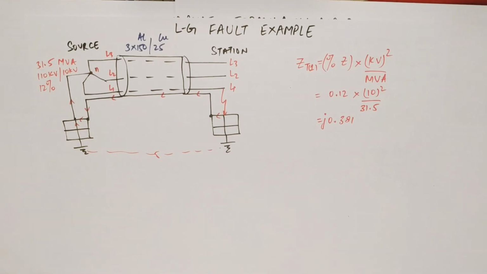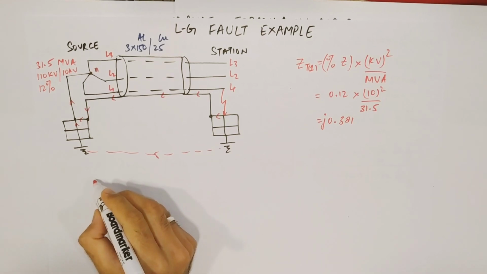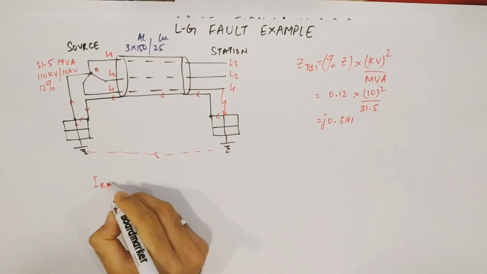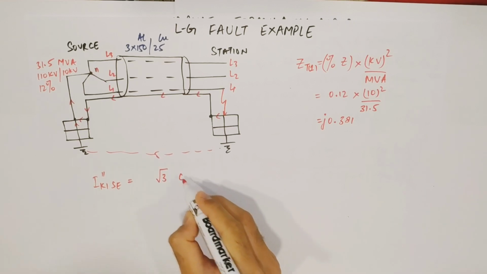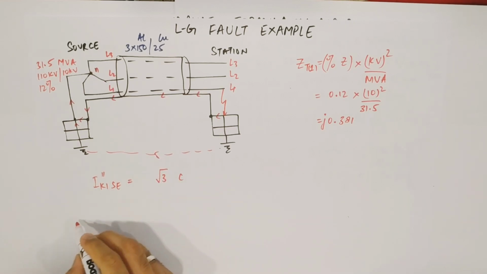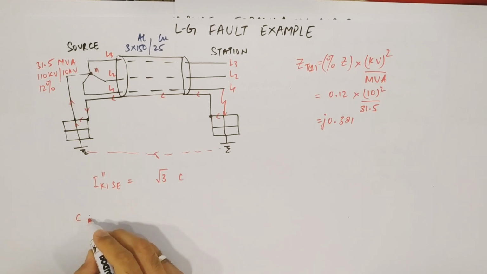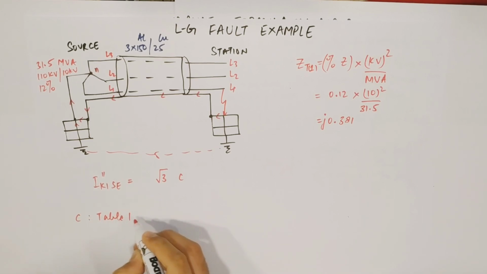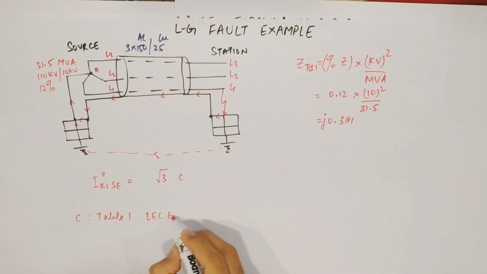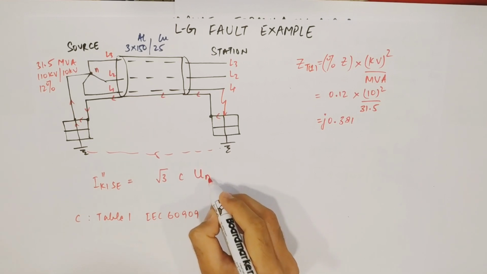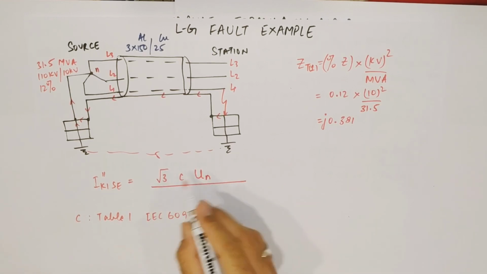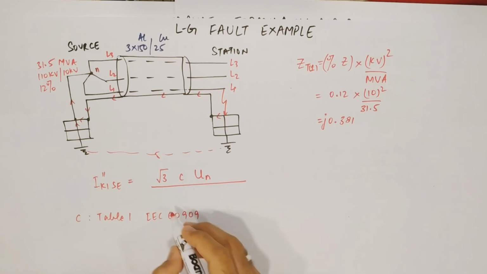Now if you check the formula as per IEC 60909 for the short circuit current, the formula is root 3 C, C being the voltage factor. This voltage factor value is mentioned in Table 1 of IEC 60909, and this here is your voltage. This voltage is line to line voltage. Remember, previously I told line to earth; here it is line to line.